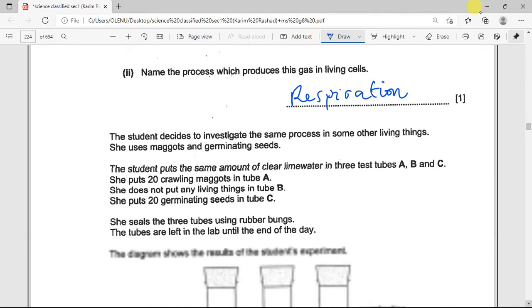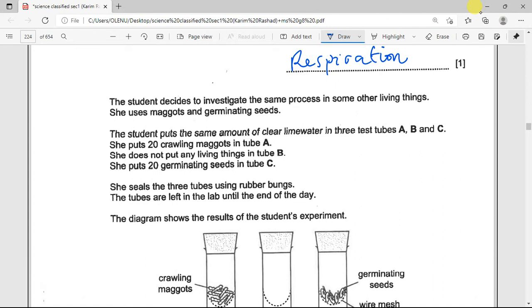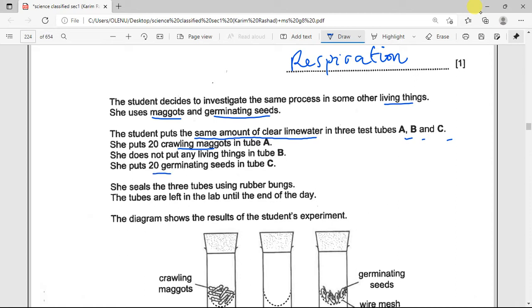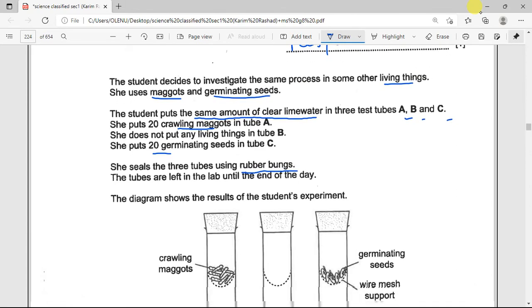Now, the next question is, the student decides to investigate the same process in some other living things. She uses maggots and germinating seeds. The student puts the same amount of clear lime water in three test tubes labeled A, B, C, to make it a fair test. She puts 20 crawling maggots in tube A. She does not put any living thing in tube B as a control, and 20 germinating seeds in tube C. She seals the three tubes using rubber bungs, and the tubes are left in the lab until the end of the day. The diagram shows the result of the student's experiment.